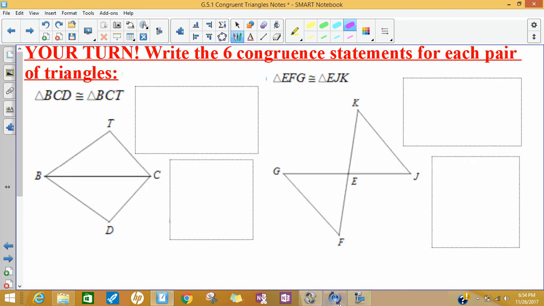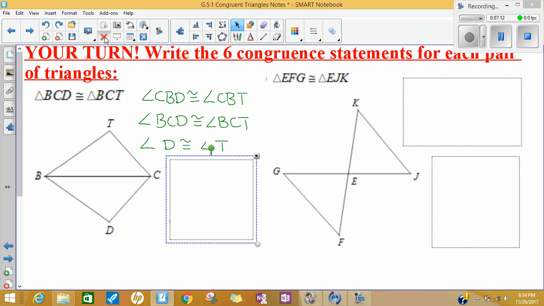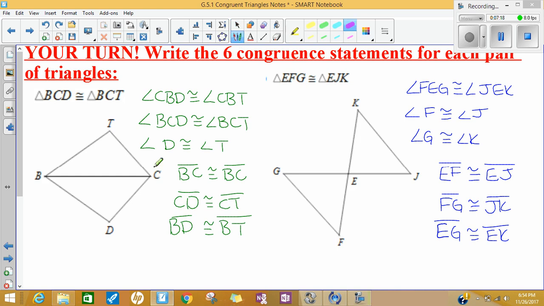So pause right now. I want you to pause, and I want you to try these two. So let me show you the answers for both. In this first one, we had another instance of the reflexive property. We share the same side. So I say that side BC is congruent to side BC, and that's the reflexive property.